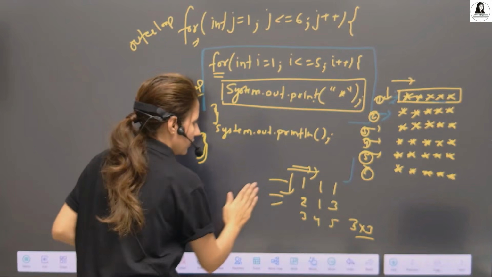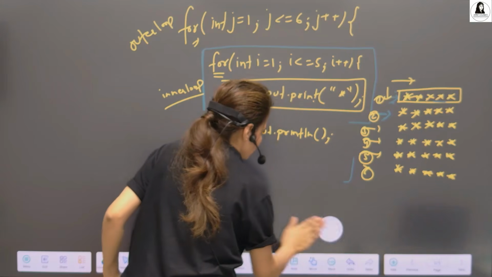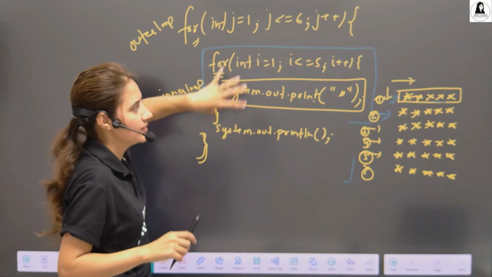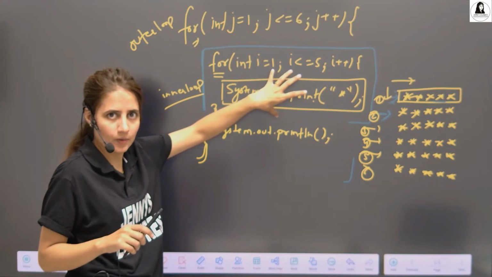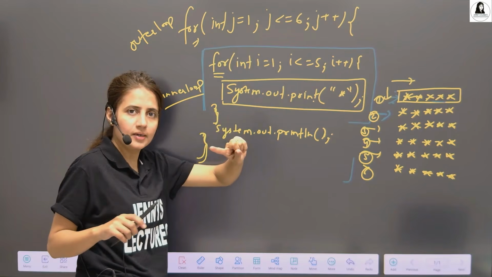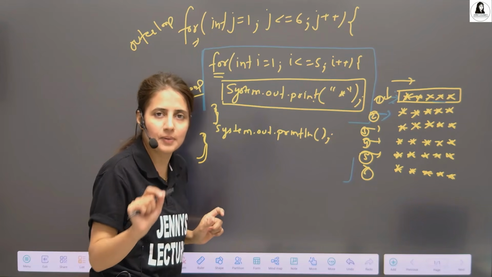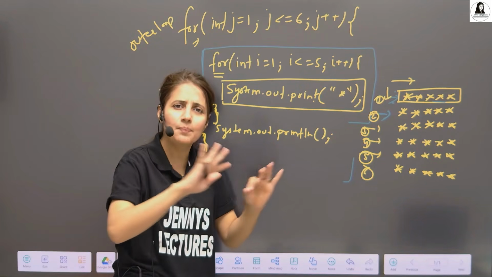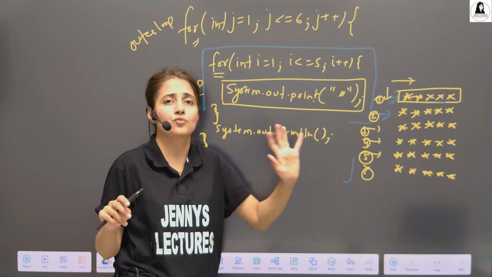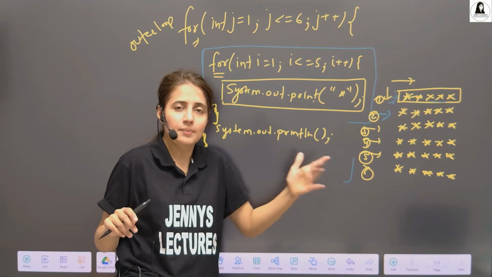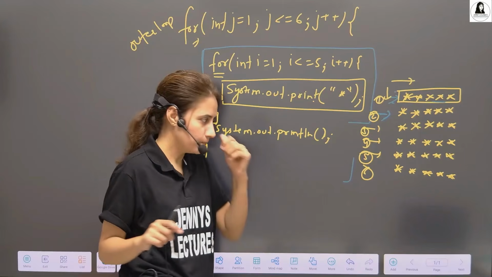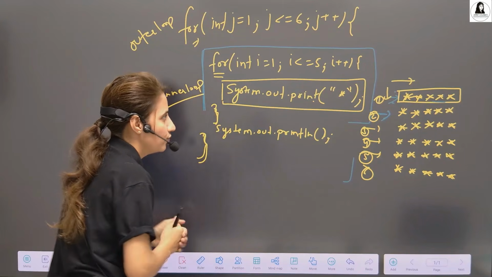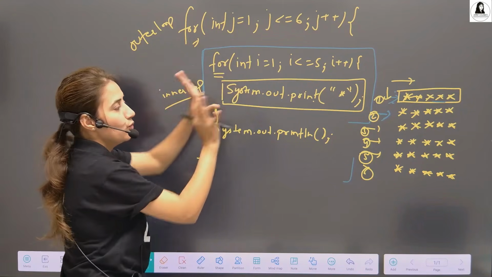Now see the working of this nested loop. Let me show you with this example how actually this nested loop will work. And there is one simple trick. If you get that simple trick, then you can easily solve any pattern printing question. Now what is that trick? That also I'll tell you. But for now, this is a nested for loop.